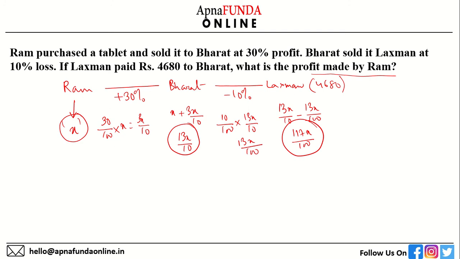So now we have cost price and selling price for Ram, cost price and selling price for Bharat, and cost price for Lakshman. Now Lakshman paid 4,680 to Bharat. So 117X divided by 100 is equal to 4,680. Now let's solve for X. 117X by 100 is equal to 4,680. So X is equal to 4,680 into 100 by 117, correct?